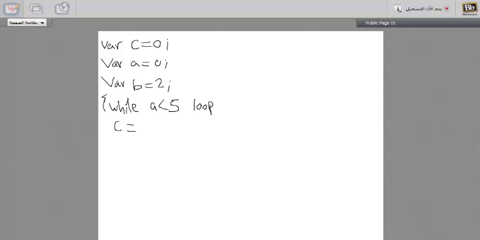Okay, so if I say to you, C equals A plus B, are you thinking about the problem? And then I say to you, A equals A plus 1. Okay, these are semicolons, right? Then I end the loop, and then we end the method. Right, okay.